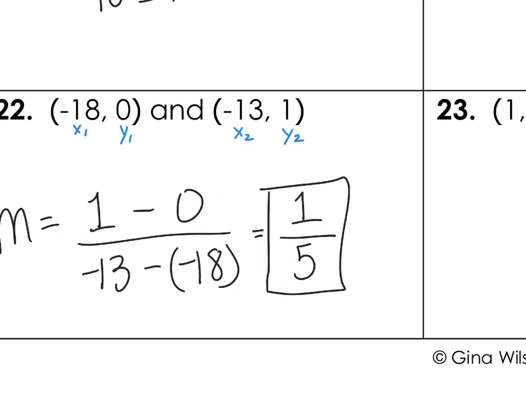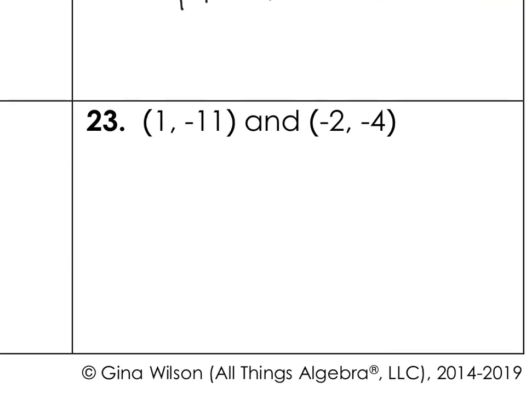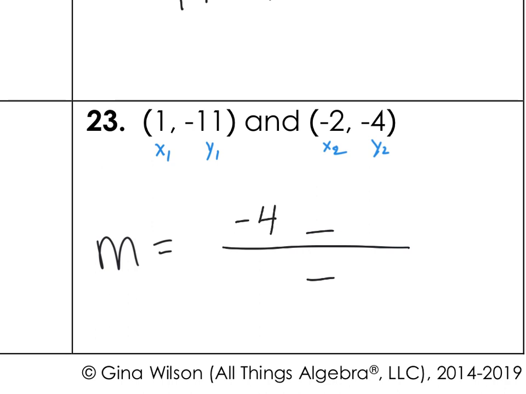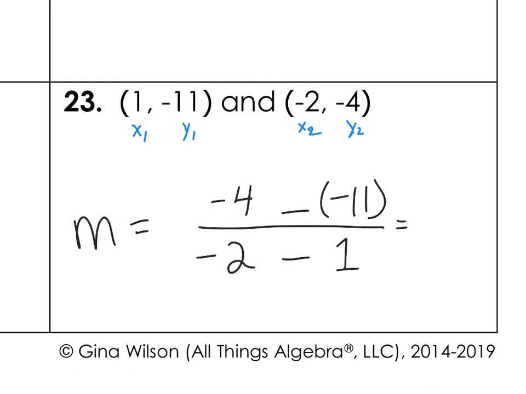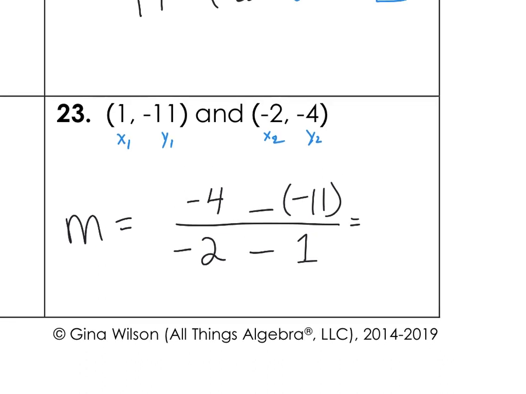Okay, last one. X1, Y1, X2, Y2. Okay, last one, finale. Y2 is negative 4. Y1 is negative 11. X2 is negative 2. X1 is 1. So negative 4 minus a negative 11. Using my brain. That is 7.